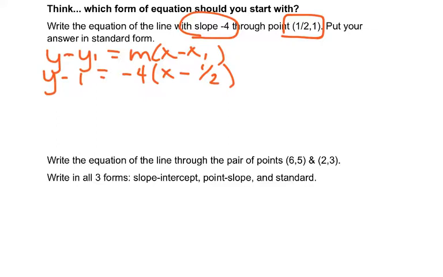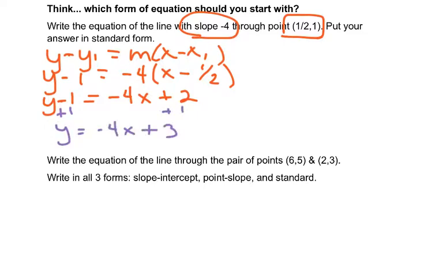Then it says to simplify it to standard form. So we're going to go ahead and distribute the -4. -4 times x. -4 times -1/2 becomes +4/2, or +2. And then standard form, remember, has your x's and y's on one side and your constant on the other. So I'm going to add this 1 over. Right now that's in slope-intercept form. We're going to go ahead and move the 4x to the side with y by adding it over. And we end up with 4x plus y equals 3. And that is in standard form.